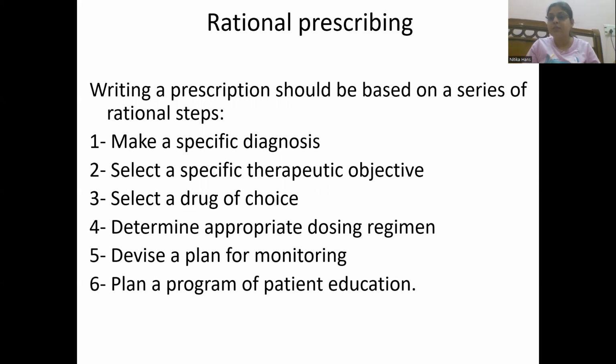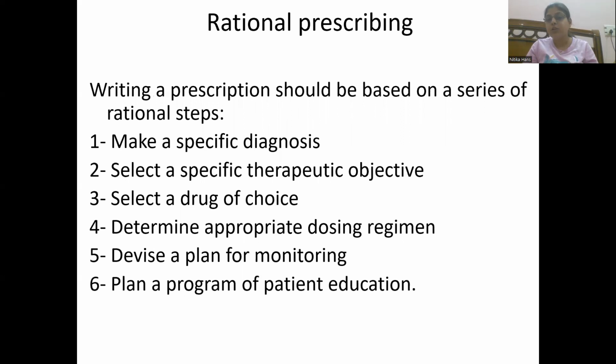We have to select the drug of choice, which is the most appropriate drug to be given. Like in hypertension, in mild hypertension, diuretics like hydrochlorothiazide are the most preferable treatment, and in moderate hypertension, ACE inhibitors like enalapril are a more specific treatment. Then determine the appropriate dosing regimen: how many times it has to be given, for how many days, and at what dose. The appropriate dosing regimen has to be specified.